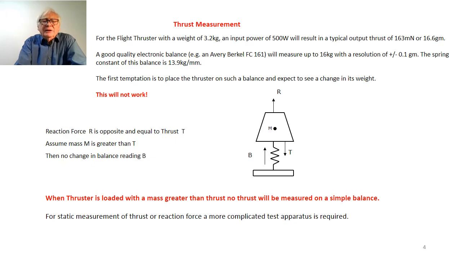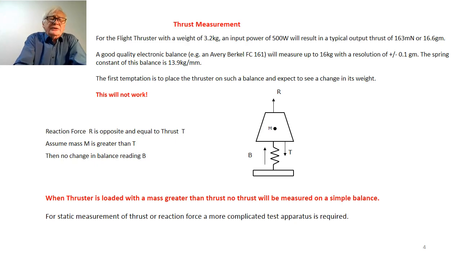Why? Well, if we look at the little diagram I've given on the slide, you can see that the reaction force R is opposite and equal to the thrust T. There must be a reaction force. Newton's law says there must be. So if you assume that the mass m is greater than the thrust that you're going to get out of this beast, then clearly you will get no change in the balance reading B.